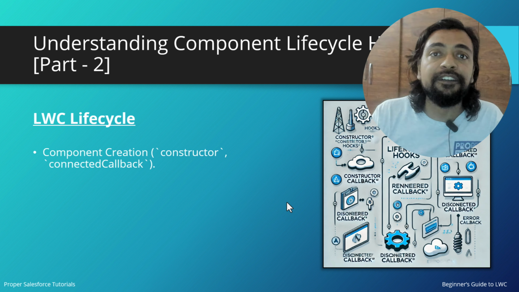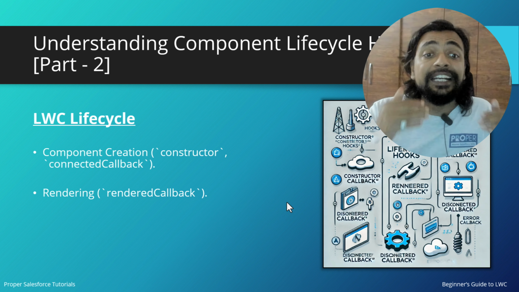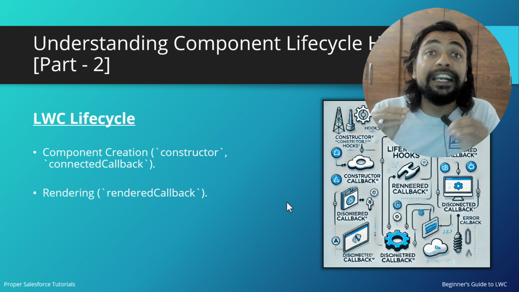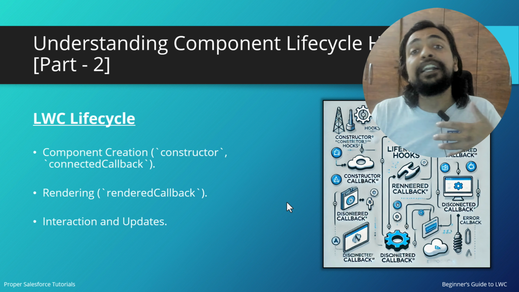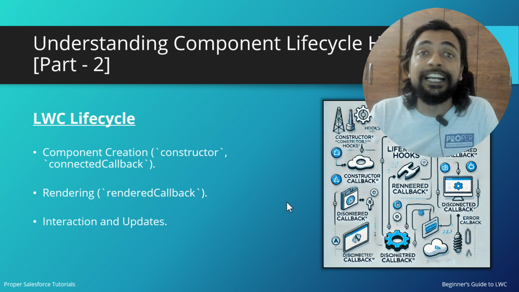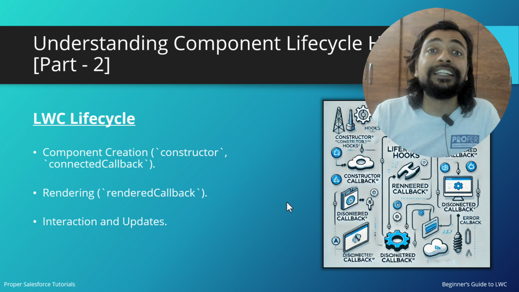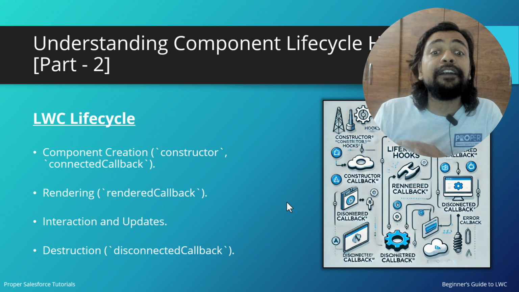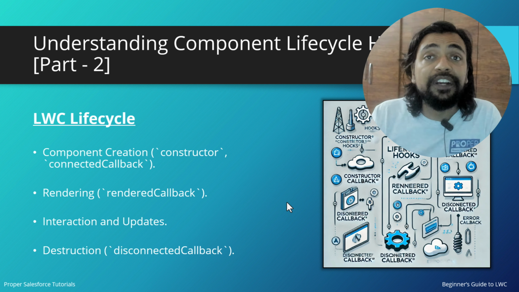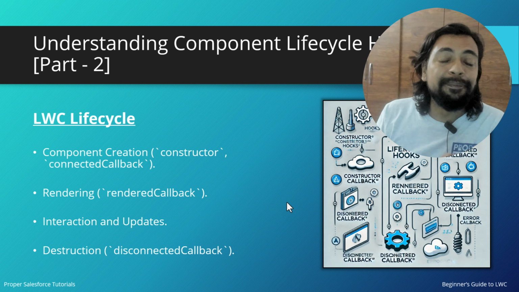If you haven't watched that video yet, you can click on the top right corner right now and go see that video. After component creation, the rendering phase comes, where the renderedCallback lifecycle hook comes into the picture. Then interaction and updates go on, and during that, if any DOM element gets updated, renderedCallback gets called. That means frequent re-rendering takes place. And finally, the destruction phase comes, where disconnectedCallback occurs. This is one of the lifecycle hooks whose output I am not able to show you.